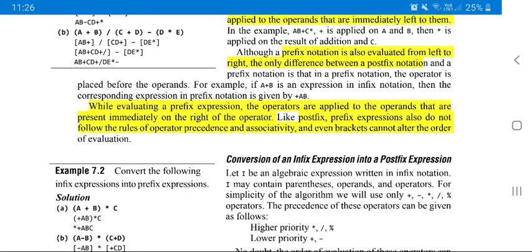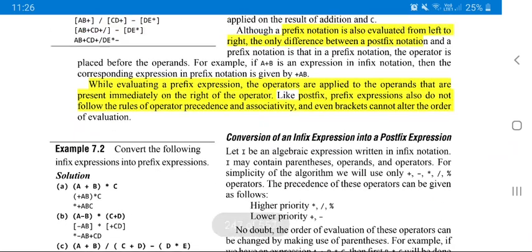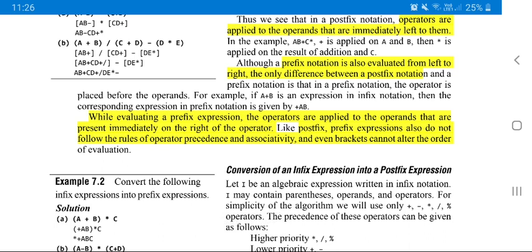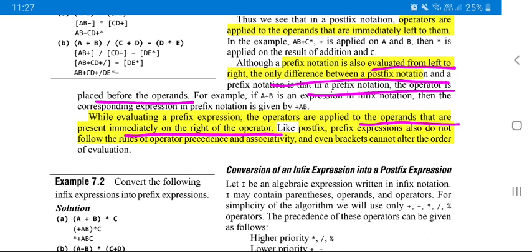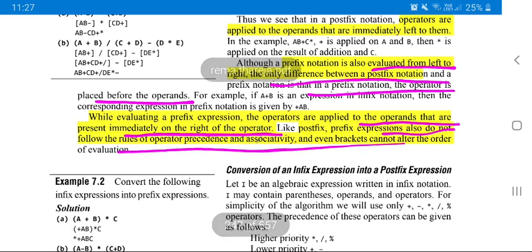These terms I will explain in another video. Now just understand what it is. Prefix notation is evaluated from left to right, and the only difference between postfix and prefix is that in prefix notation the operator is placed before the operands. That's it. While evaluating a prefix expression, the operators are applied to the operands present immediately to the right of the operator. Like postfix, prefix also does not follow the rules of operator precedence and associativity, and even brackets cannot alter the order.